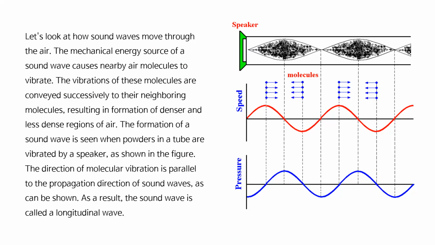Let's look at how sound waves move through the air. The mechanical energy source of sound wave causes nearby air molecules to vibrate. The vibrations of these molecules are conveyed successively to their neighboring molecules, resulting in formation of denser and less dense regions of air. The formation of sound wave is seen when powders in a tube are vibrated by a speaker as shown in the figure.